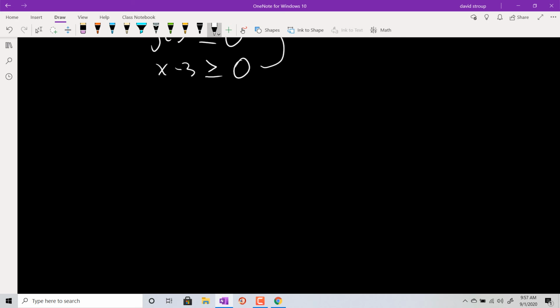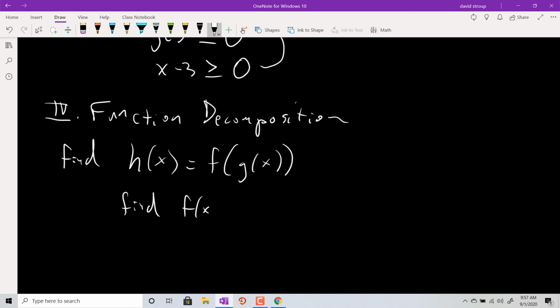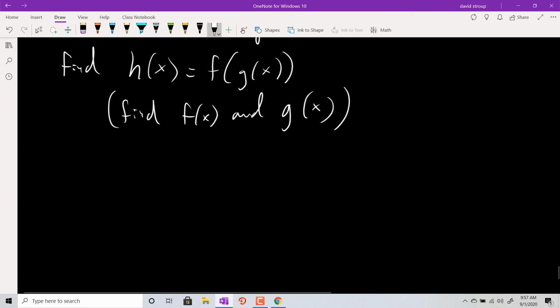All right, so the last part is on decomposing functions. They'll give you a function and you have to identify the bits and pieces. So you want to find some function h of x which is equal to f of g of x. The idea is basically you have to find f of x and g of x. They're going to give you h of x. So examples are in order here.